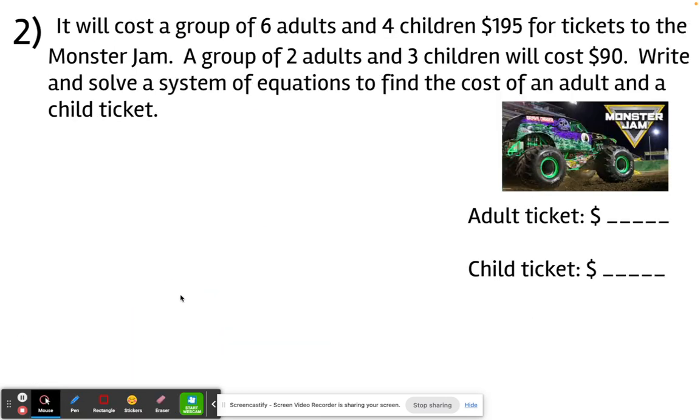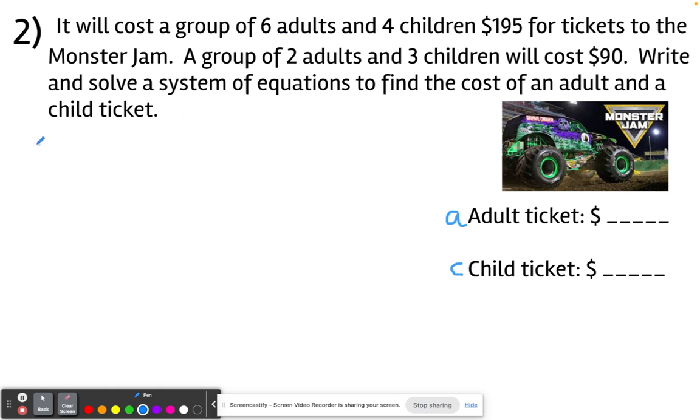Let's look at my next example. This one says the cost of a group of 6 adults and 4 children is $195 for tickets to the Monster Jam. And a group of 2 adults and 3 children will cost $90. So we want to write and solve our system of equations to find the cost of an adult and the cost of a child ticket. So our variables are going to represent our costs. I'm going to put A for adult ticket and C for the cost of a child ticket.